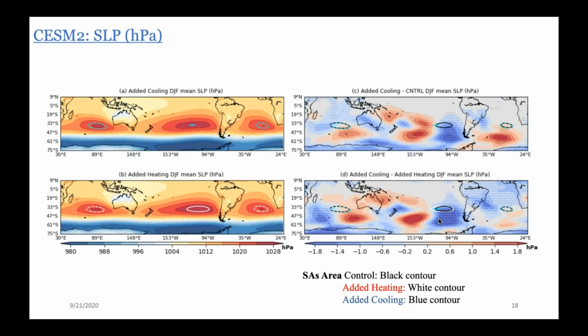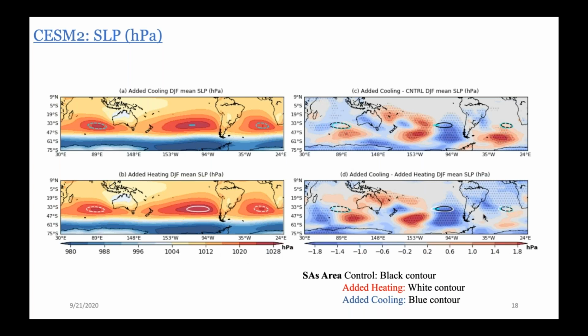The color shading here is the sea level pressure differences, whereas the black contour is the 30 years of the control run, the blue is from 30 years of cooling experiments, and the white contour is the sea level pressure from 30 years of added heating experiments. And we can see that with the cooling, there is an almost non-existent South Pacific anticyclone, whereas in the Atlantic and Indian, they overlap with each other. So there are non-significant changes over the Atlantic and Indian Ocean.